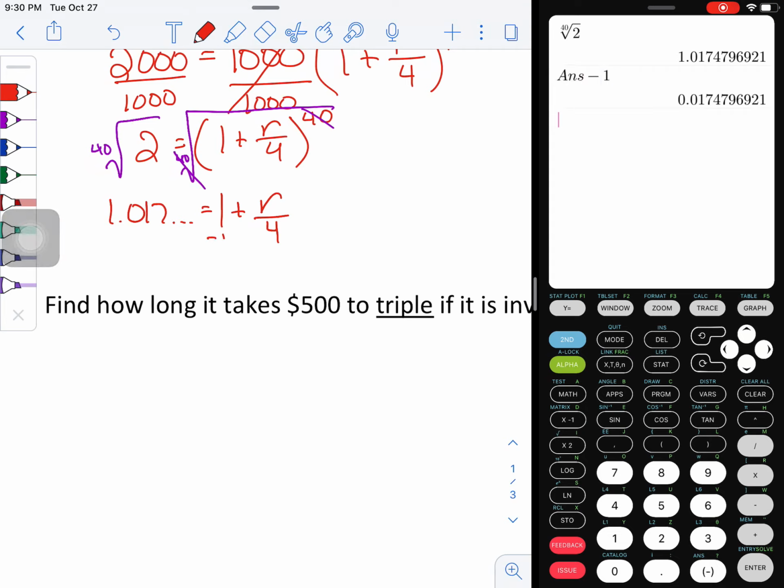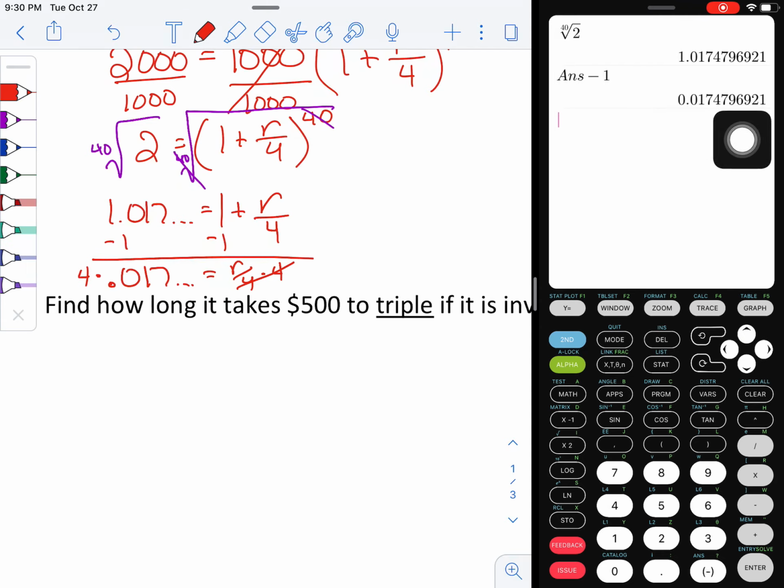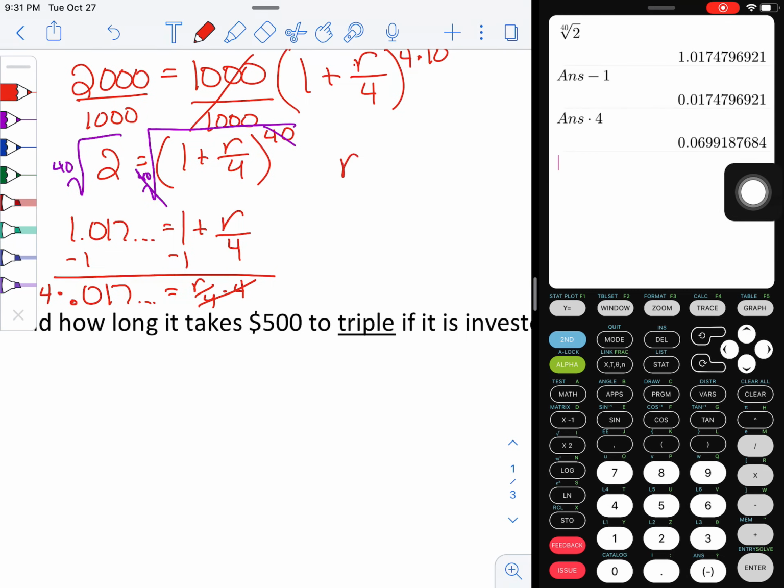All right, so minus 1. So clearly it's going to give me 0.017 and stuff, equals R over 4. To get R by itself now, I'm going to multiply both sides by 4. Okay, and on my calculator, I haven't cleared this, right? I still want to leave this. So I'm going to hit times 4. So this gives me a rate, okay? It tells me that R is equal to 0.06991 and some more.